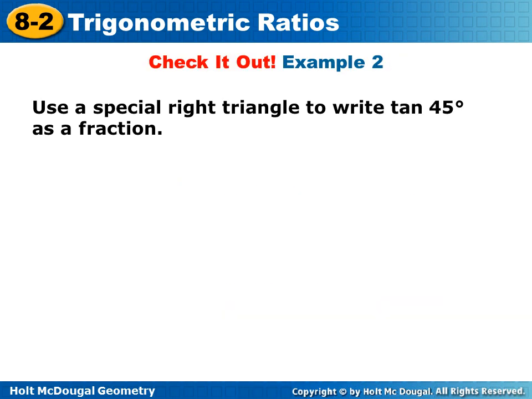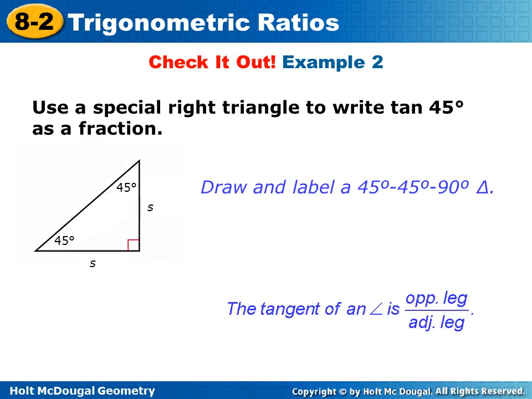We can also use special triangles to write the tangent of 45 as a fraction. Remember, tangent is opposite over adjacent, and tangent of 45 is s over s, which is equal to 1.